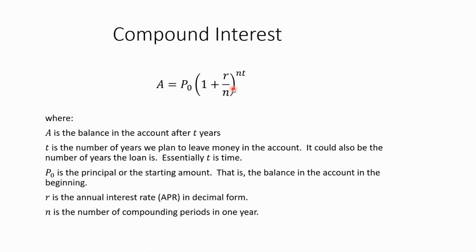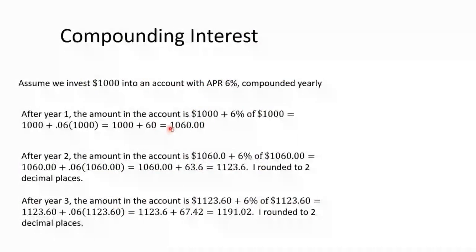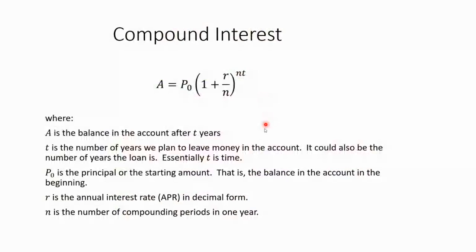R, again, is the APR in decimal form though, and N here, that's how many compounding periods there are in 1 year. That's what N is. So in this example, we compounded yearly, so if we were to use the formula, N would be 1. It's how many times it's compounded in 1 year.